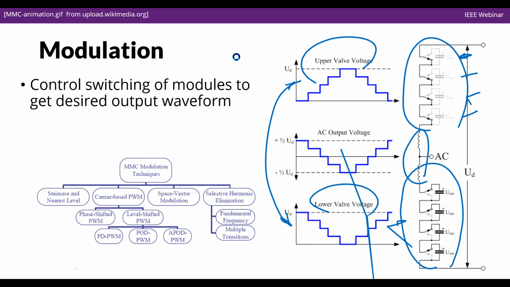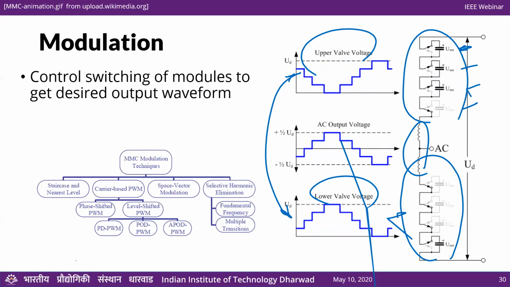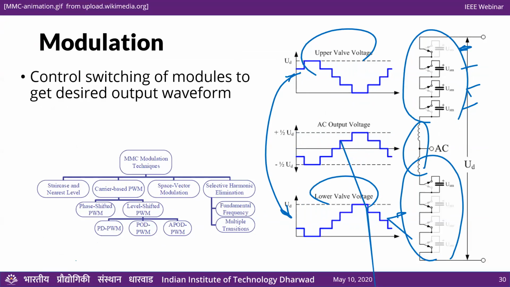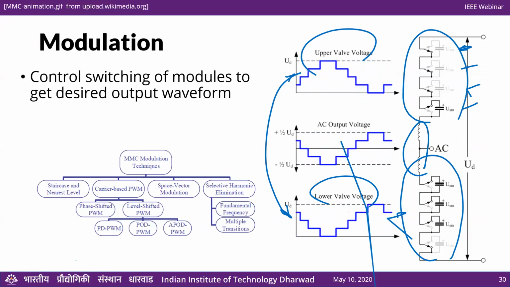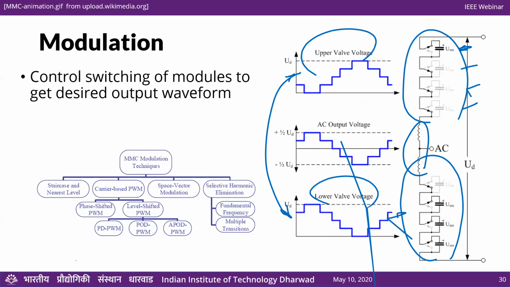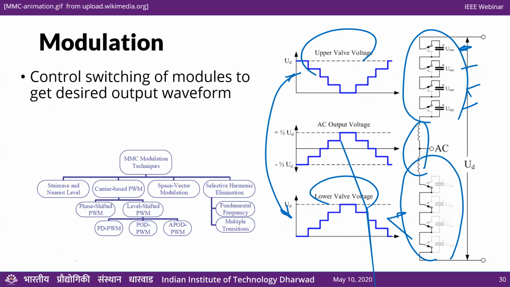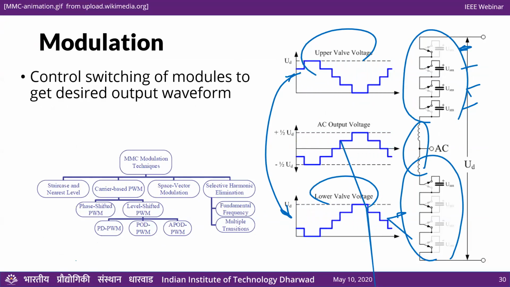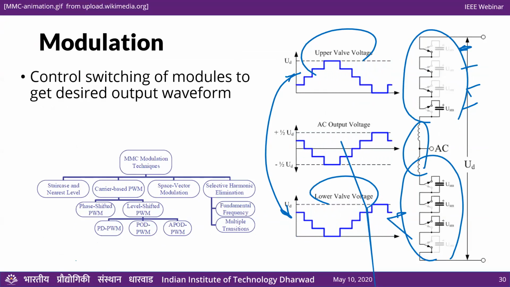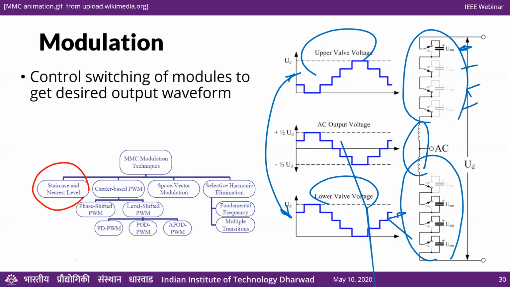Okay, so this is a very simple case that I've shown you. This is essentially staircase modulation. It's not even pulse width modulation, right? And to look at all the possible techniques is not feasible in this 1 hour talk. But just to cover all the possible modulation techniques, there are essentially 4 different types. So we are going to look at staircase and nearest level modulation.